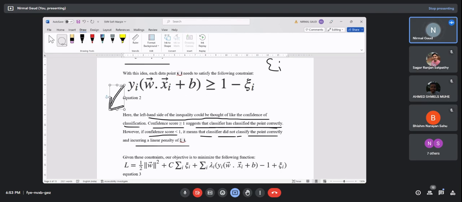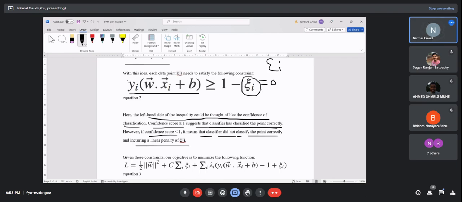You can understand how this will become greater than 1. How will this become greater than 1? If your error is equal to 0, then 1 minus 0 is 1.